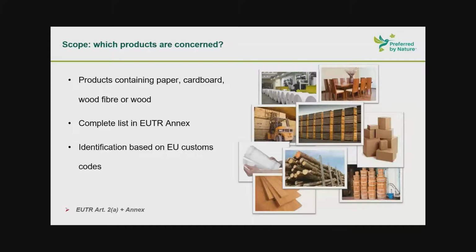Some exceptions are made. Basically, it's mainly if you have any goods that are at the end of their life cycle and are otherwise discarded as waste, that could be recycled into something else. Then you have a wood product or a wood fiber product that is not under the scope of the EUTR.